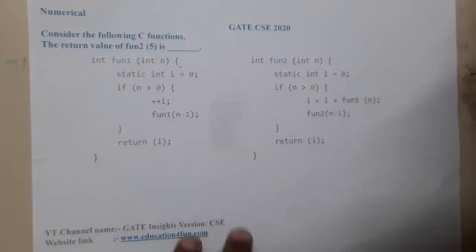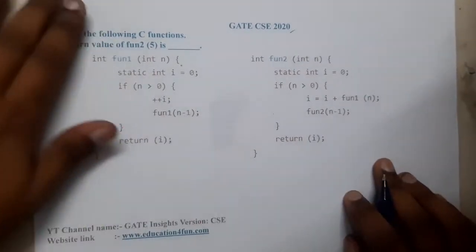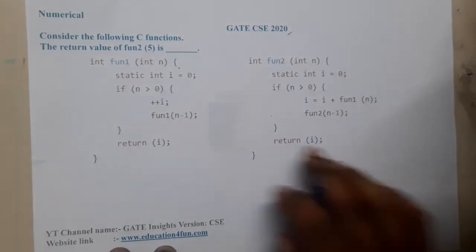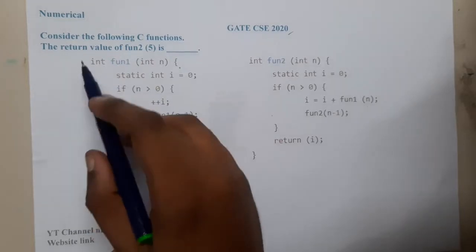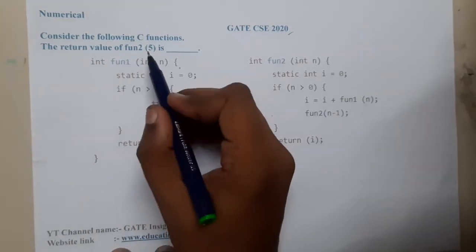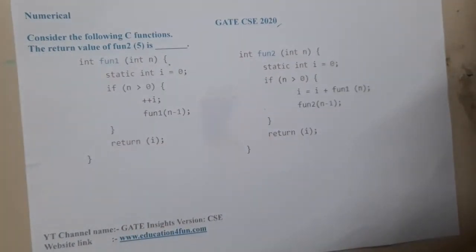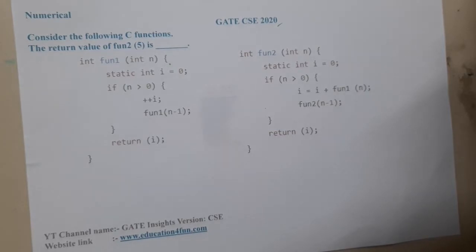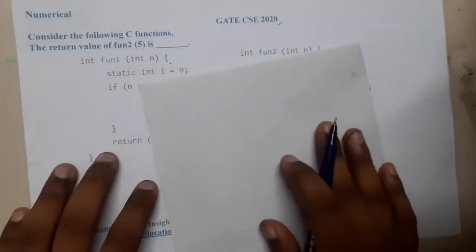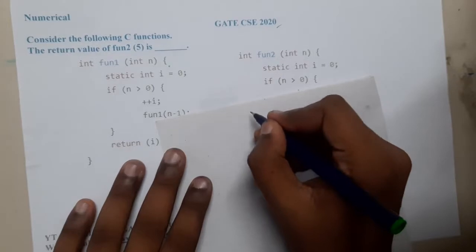So this question belongs to GATE CSE 2 2020, guys. The question is: consider the C code. They gave the C code and they are asking to find the value returned by fun2 of 5. I think we cannot solve this question directly here, so let us take a rough sheet for this. Okay, so let us start.